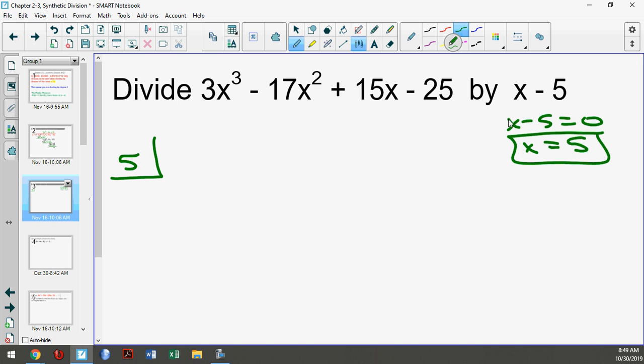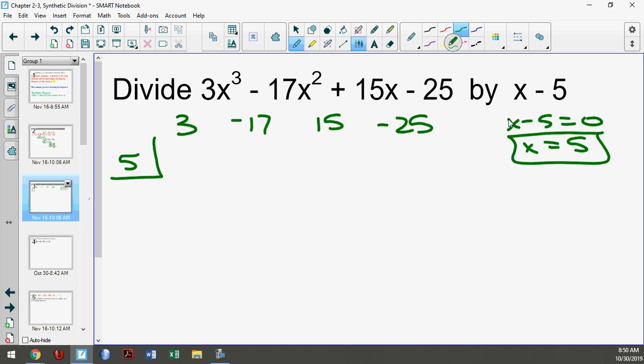And now what we're going to do is we're going to drop down only the coefficients of the variables as well as the constant. I want to see no variables in there. Do you all understand that? So 3x cubed, I drop down to 3. Minus 17x squared, I drop down to minus 17. Plus 15x, I drop down to 15. And minus the constant of minus 25. Do we all understand that?